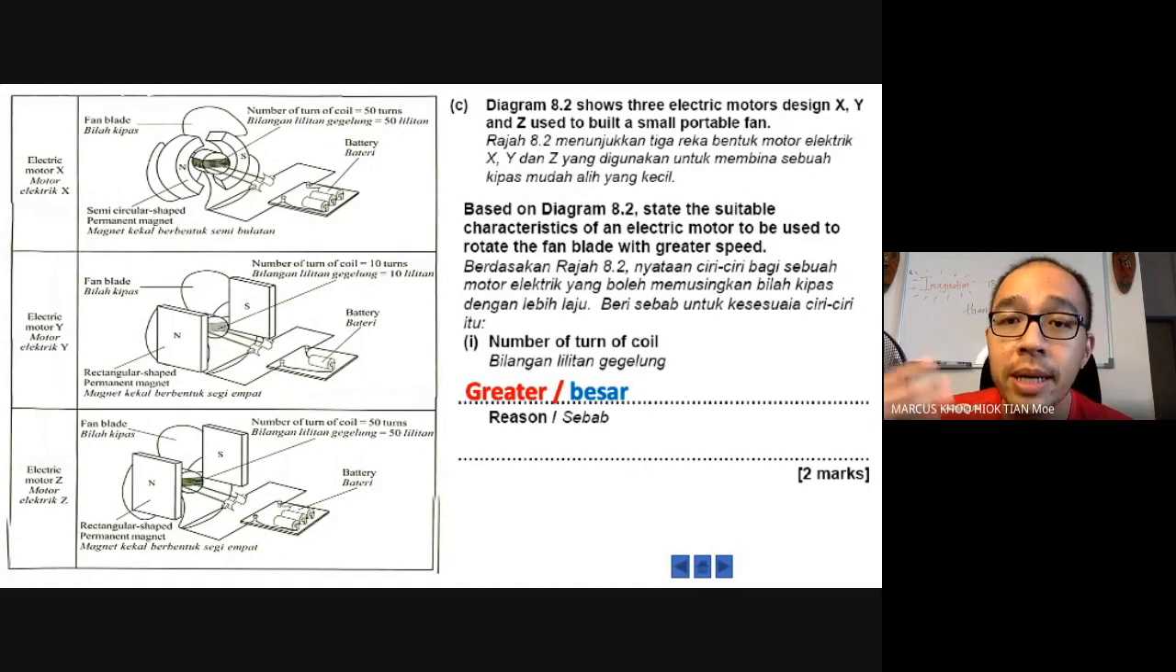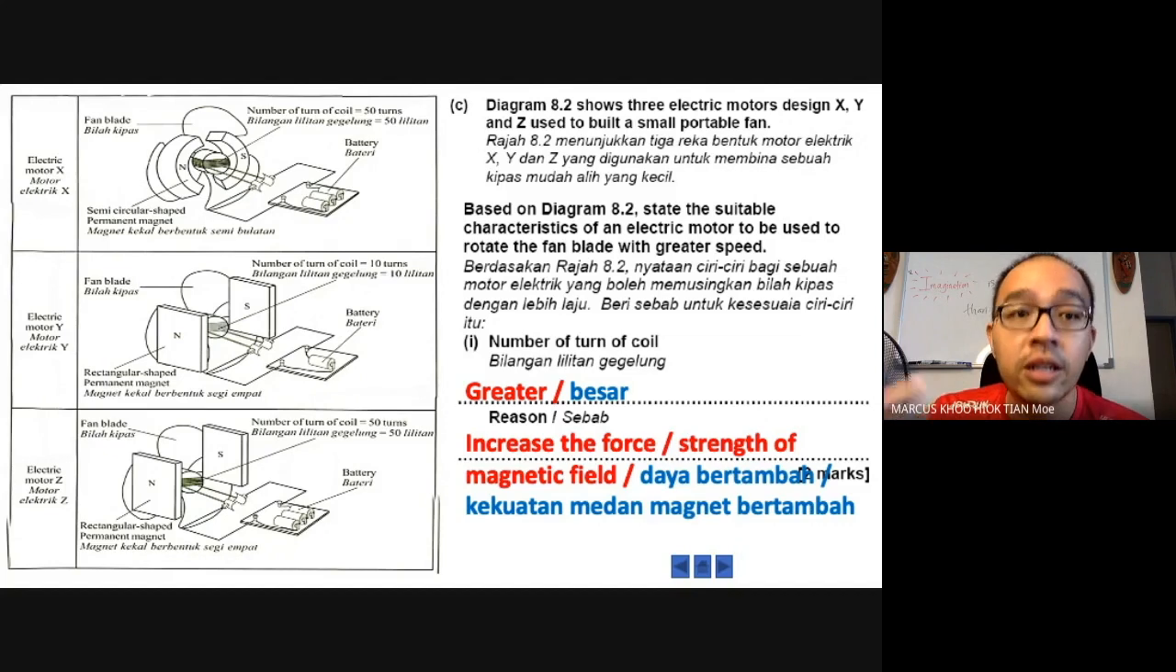Be very careful with this. So we say a bigger number of turns to increase the force, to increase the speed of the rotation, to increase the strength of the magnetic field. Either one is fine. You can give all the reasons also. And so we find out that the reason is always the same one: increase the force, increase the strength of the magnetic field.